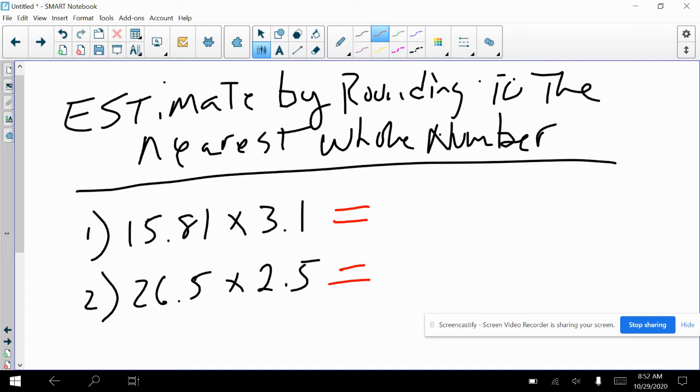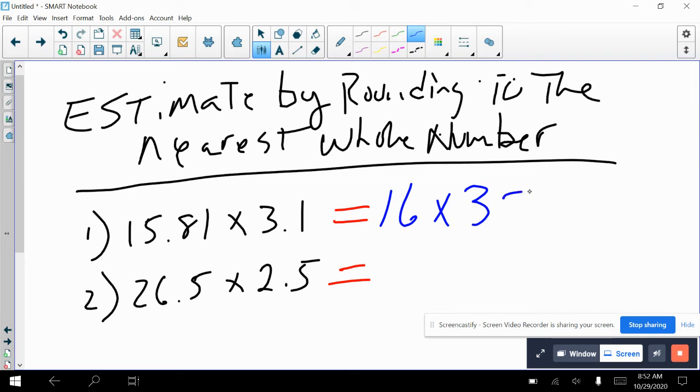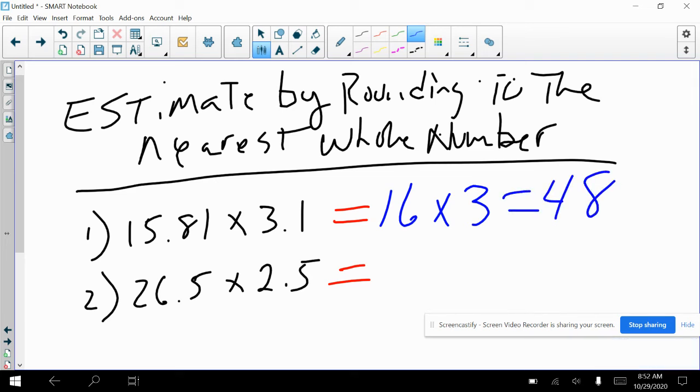Okay, what did we get for number one? What's our two numbers, Jen? All right, that is correct, sir. Rounding to the nearest whole number, everybody should have 16 times 3 is equal to 48.